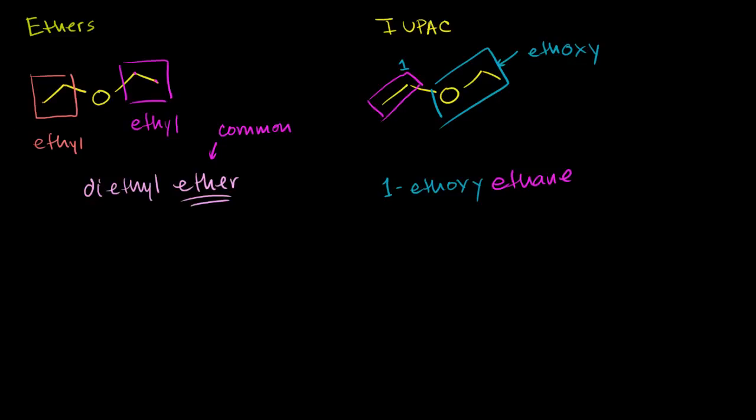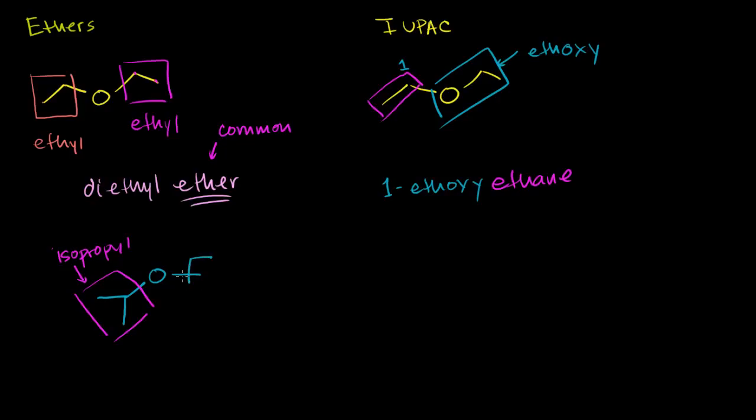So let's say I have this molecule right over here. The common way is you look at the two groups on either side of the oxygen. So this group on the left right here, we have 1, 2, 3 carbons. It's a propyl group, but we're attached to that middle carbon. So this is an isopropyl group.